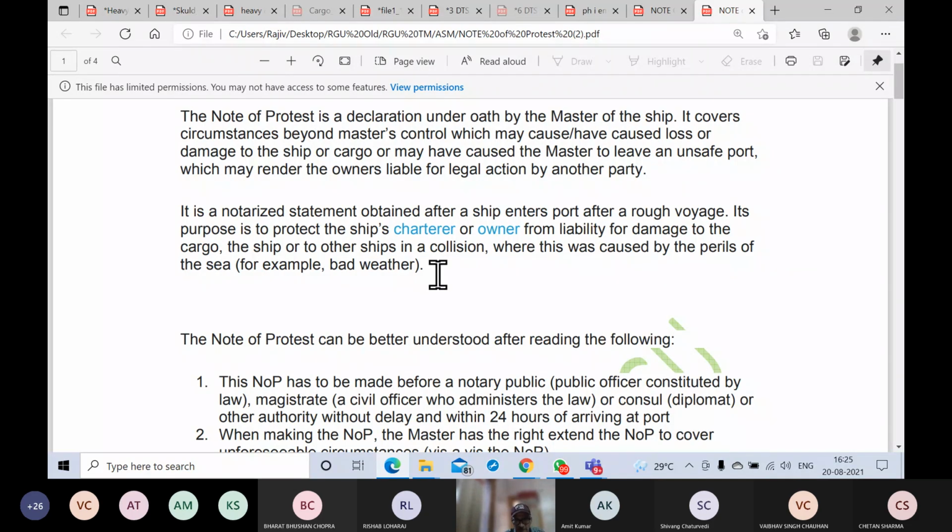It is a notarized statement. It is very common after a rough voyage to note a protest, because the purpose is to protect the ship's charterer or owner from liability for damage because of circumstances beyond control. So what the note of protest is stressing is that this damage must have been caused or could be caused by the perils of the sea for which he is insured.